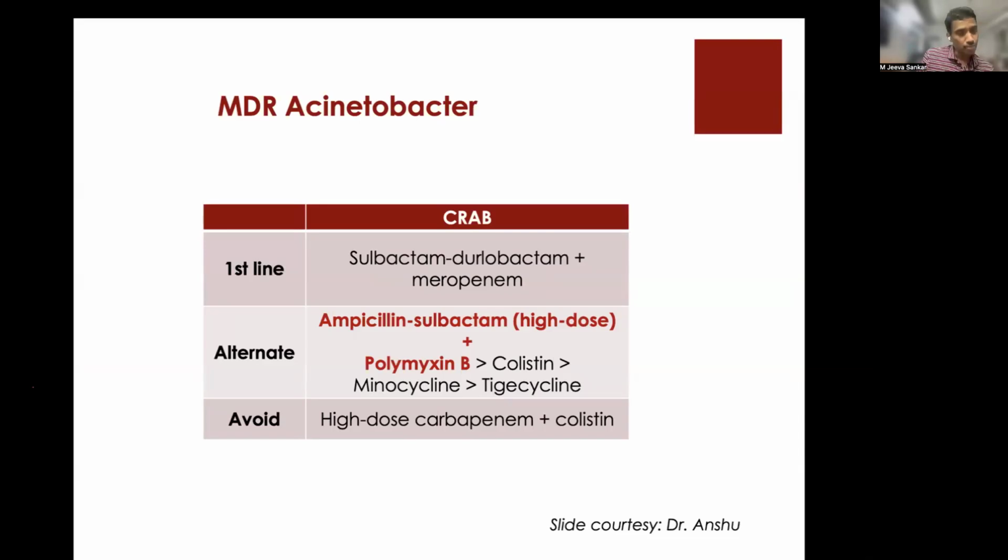IDSA guidelines as well as European Society guidelines do not recommend colistin for bloodstream infections. They recommend colistin only for cystitis. So they recommend polymyxin B only if at all, and in general they do not recommend polymyxins. They usually go for other drugs, as you can see, ceftazidime-avibactam plus aztreonam or ceftazidime-avibactam for extreme resistance. And for CRAB, they ask for sulbactam-durlobactam plus meropenem. Or the second line is ampicillin-sulbactam plus polymyxin.